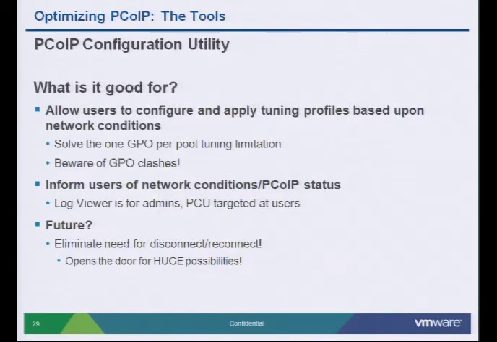So what is it good for? It allows you to get rid of that one GPO per pool tuning limitation. But be careful of GPO clashes, right? So this is writing to the registry. GPO is going to come and write to the registry. If you're going to use this to apply your tuning profiles, don't put those settings in the GPO. Use the GPO for things like clipboard policy or USB device accessibility policy. Don't use it for the PCoIP tuning parameters.